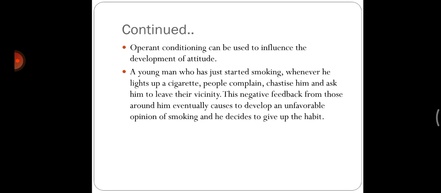Operant conditioning is also used to influence the development of attitude. For example, a young man who has just started smoking, whenever he lights up a cigarette, people around him complain, chastise him and ask him to leave their vicinity. This negative feedback from those around him eventually causes him to develop an unfavorable opinion of smoking and he decides to give up that habit.